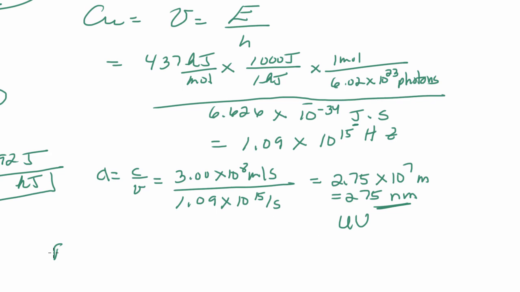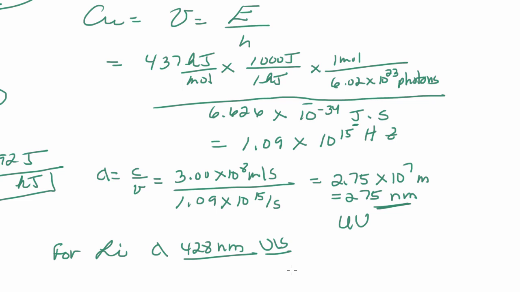And I already did the calculation. So for lithium, we would need a wavelength of 428 nanometers, and then you could determine the frequency from that. So obviously we can eject an electron from lithium metal with a lower energy radiation or lower energy frequency. That would be in the visible region.